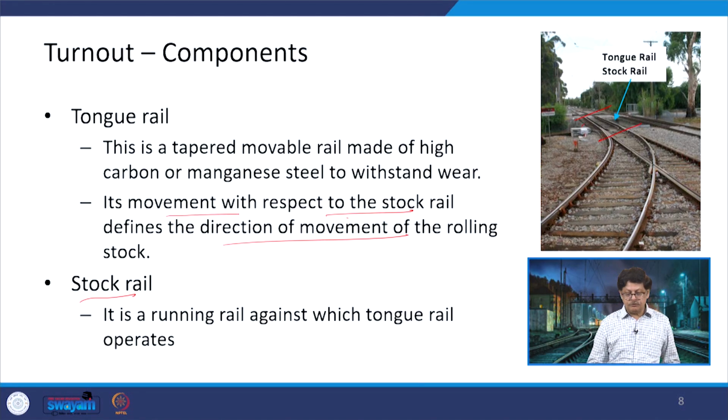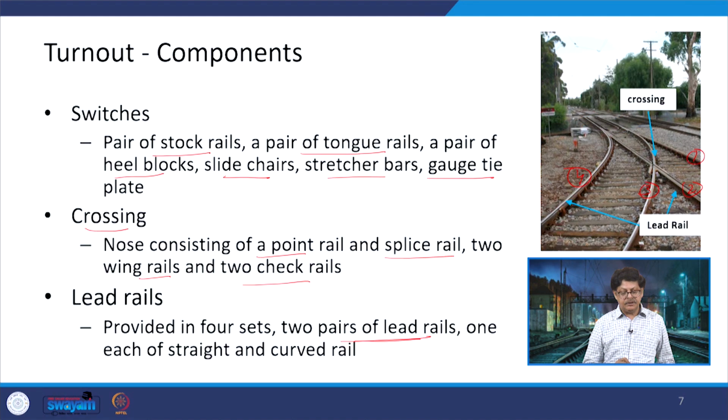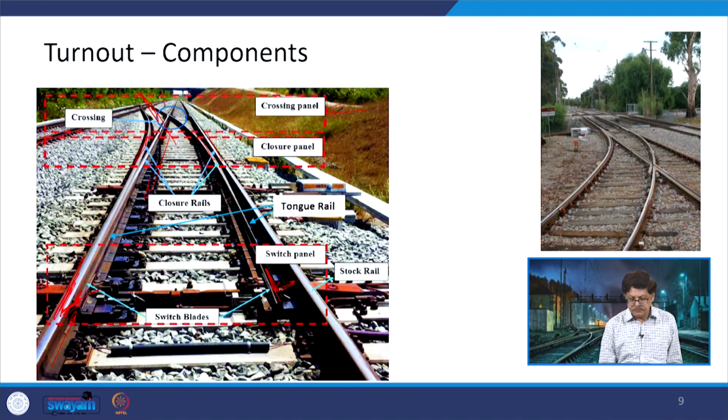Now, another thing which we were discussing is that there are slide chairs, stretcher bars and gauge tie plates. So, these are the sliding system being provided. Here you can see this one is the sliding system and the stretcher bar is also there. These are operated from the side, and a mechanical or electrical system will be there. Any of those will move this tongue rail leftwards or rightwards, and accordingly it will decide in which direction the rolling stock has to move.